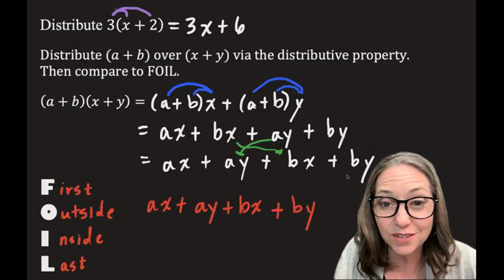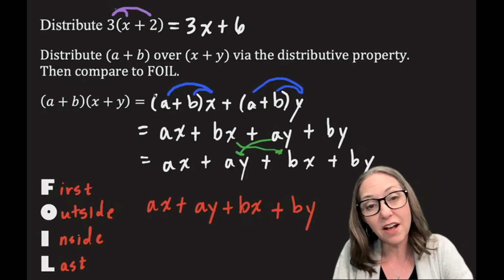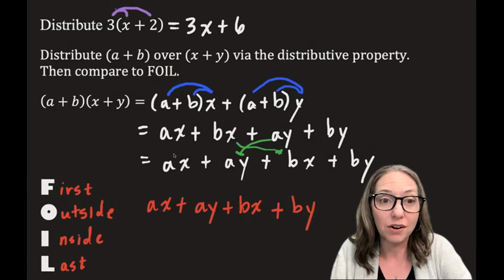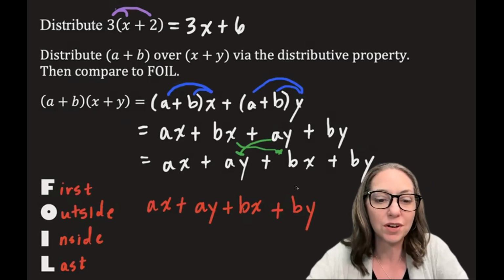And you can see that those two answers are in fact equivalent. So to save yourself from having to write out two or three steps on every product of two binomials, we can just use FOIL to quickly jump to the correct answer.